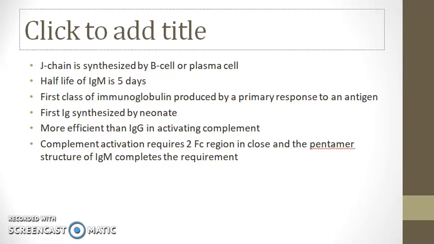IgM is the first class of immunoglobulin produced in the primary response to an antigen, and the first immunoglobulin synthesized by the neonate. It is more efficient than IgG in activating complement. Complement activation requires two Fc regions in close proximity, and the pentamer structure of IgM completes this requirement.